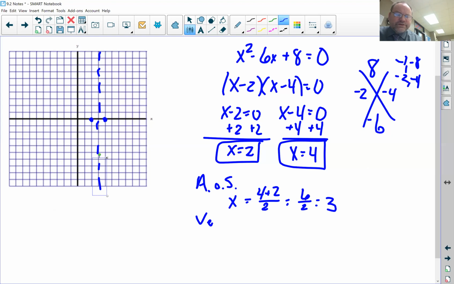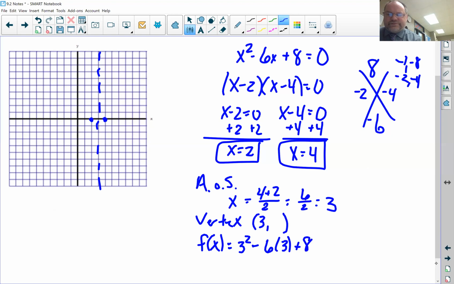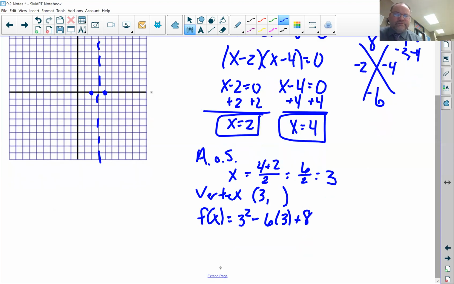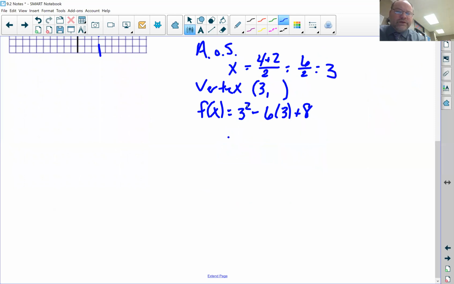Vertex. I'm going to take the original function. So I get 3 squared, plugging 3 in for x, minus 6 times 3 plus 8. That'll be 9 minus 18 plus 8. 9 minus 18 is -9, plus 8 is -1.